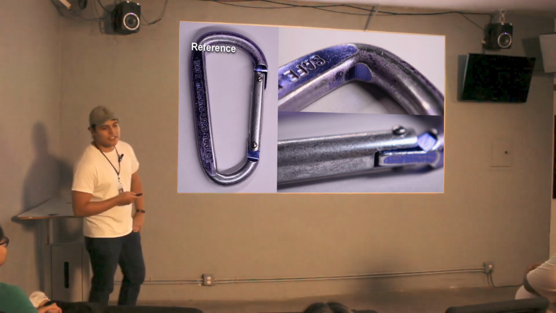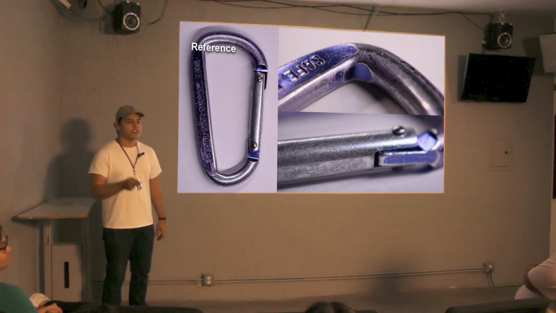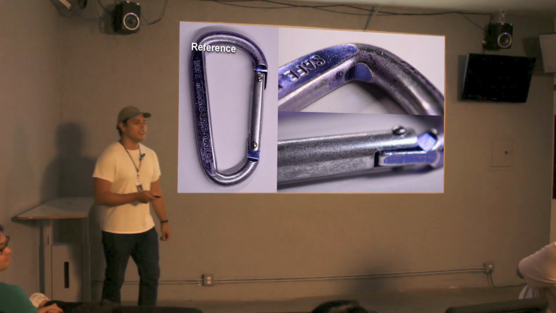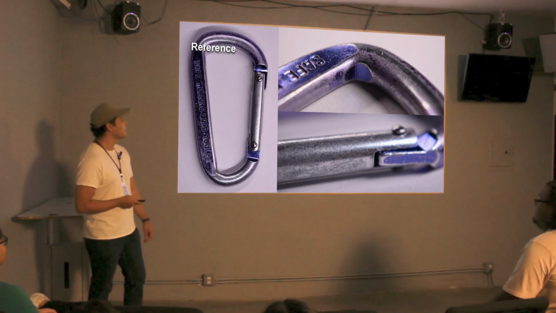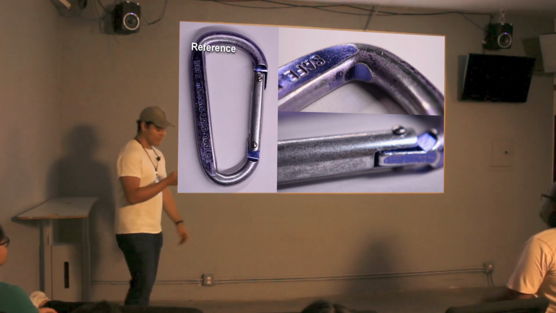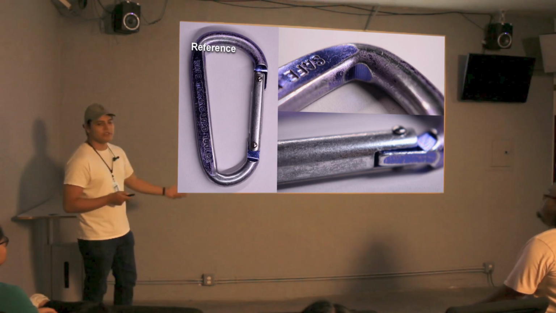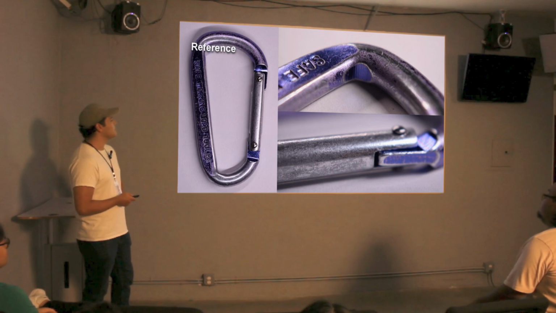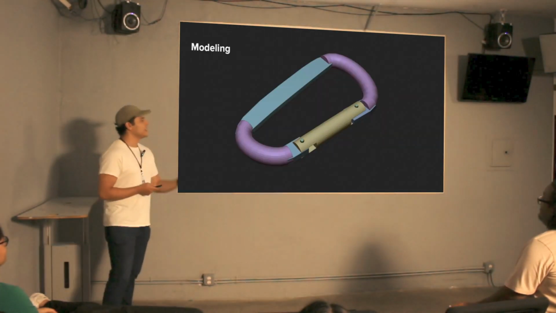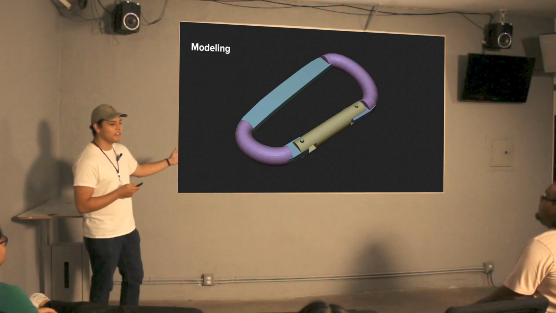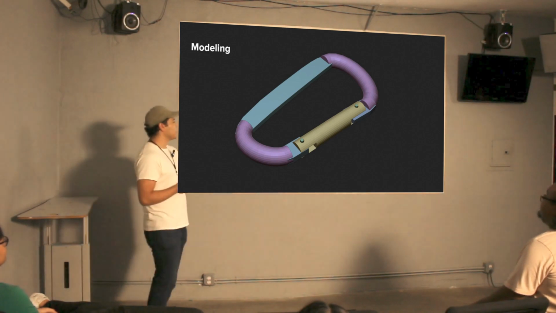All right, so step one is collecting your reference. So whoever has that carabiner right now, you take a bunch of photos of that thing and look at it from different angles. So I took some photos here. Obviously, these aren't the only photos I took. And then you start by modeling your object. And this is my workflow. You don't have to follow this workflow, but I like to start by blocking it out.